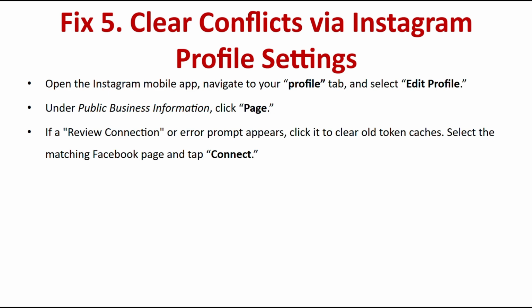Fix 5. Clear connections via Instagram profile settings. Open the Instagram mobile app and navigate to your Profile tab. From there, select Edit Profile. Now, under Public Business Information, click Page. If a review connection or error prompt appears, click it to clear all token caches. Select the matching Facebook page and tap Connect.